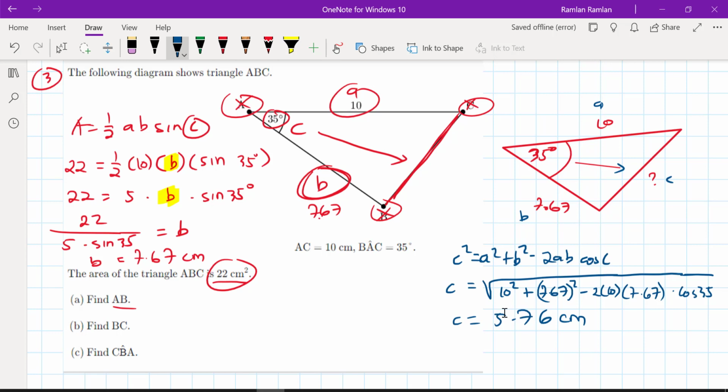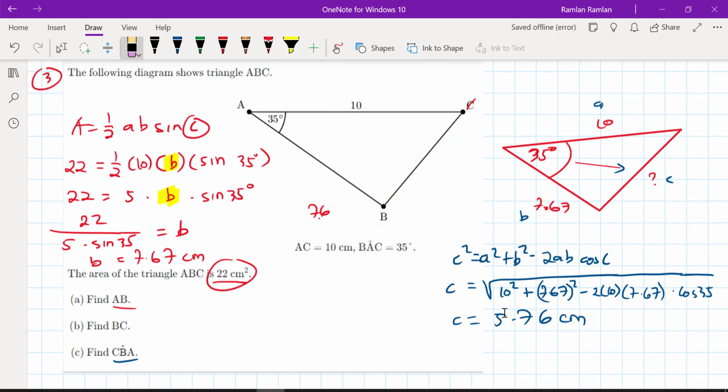Okay, and the last one is to find the angle CBA. I'm going to erase all of them first. CBA in here is this angle over here, right? So let's name that X, for example. In here we can use the sine rule, because we already know this is 7.67 and we already know this is 5.76, so we can actually find it with the sine rule.